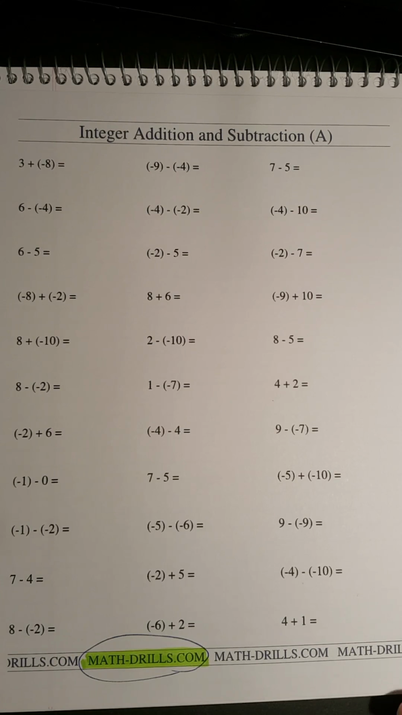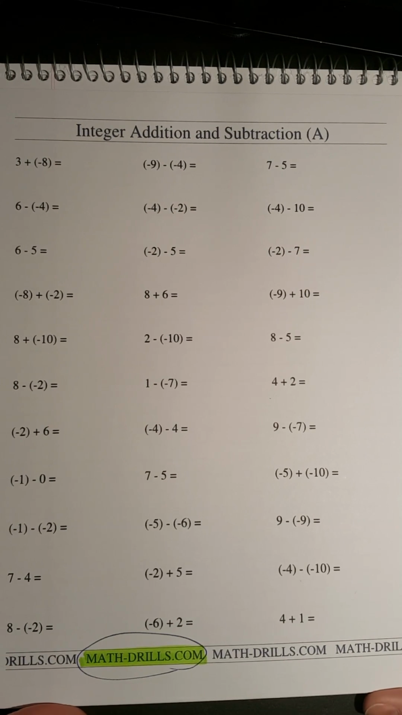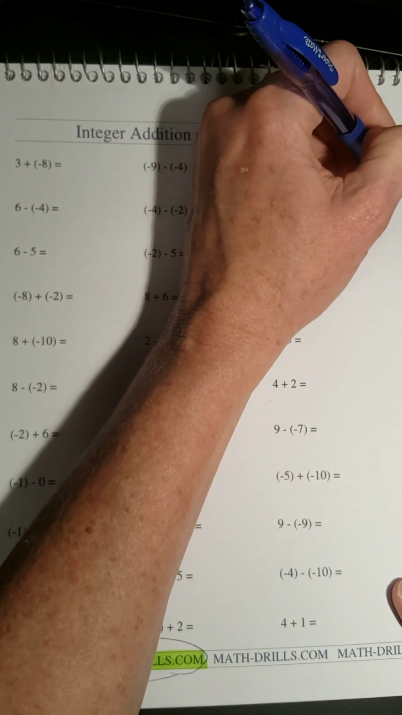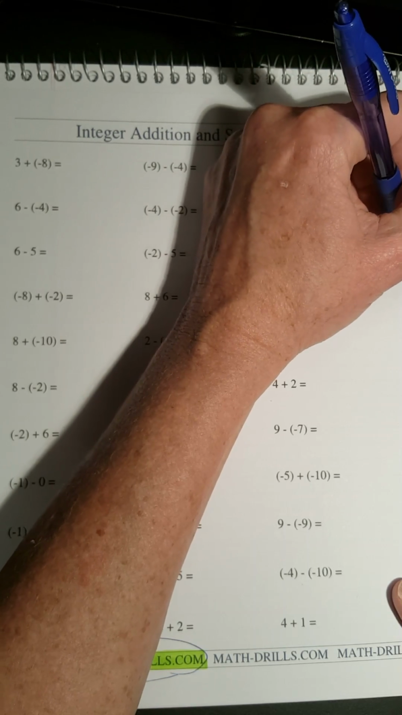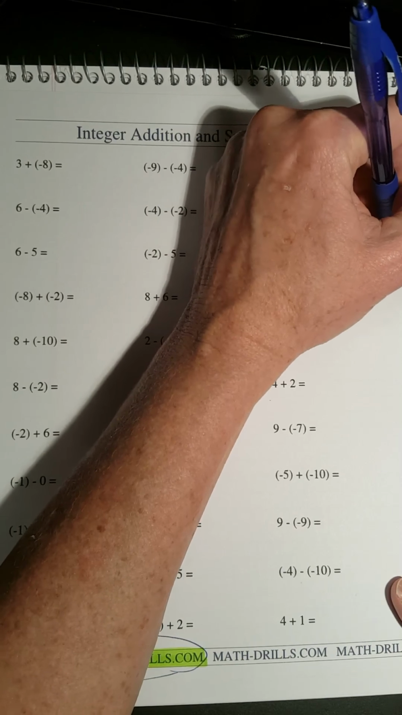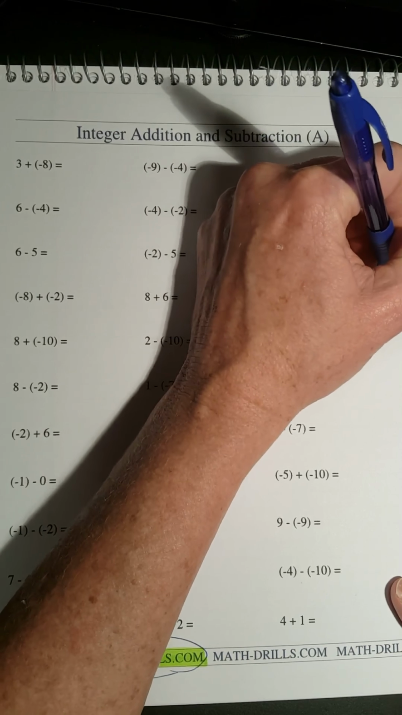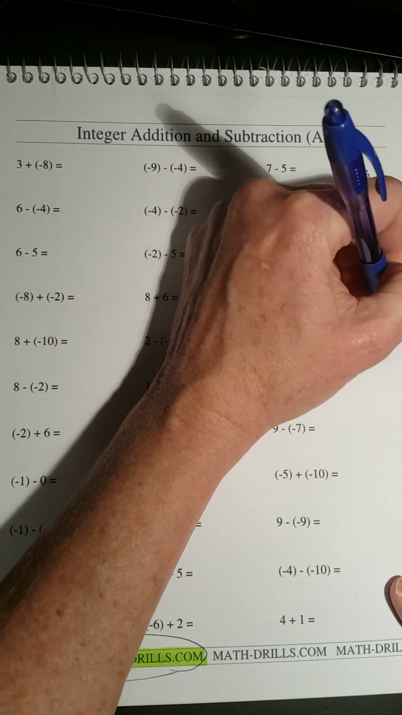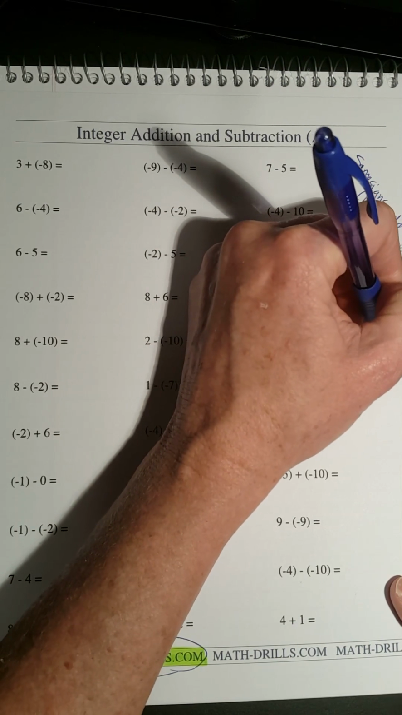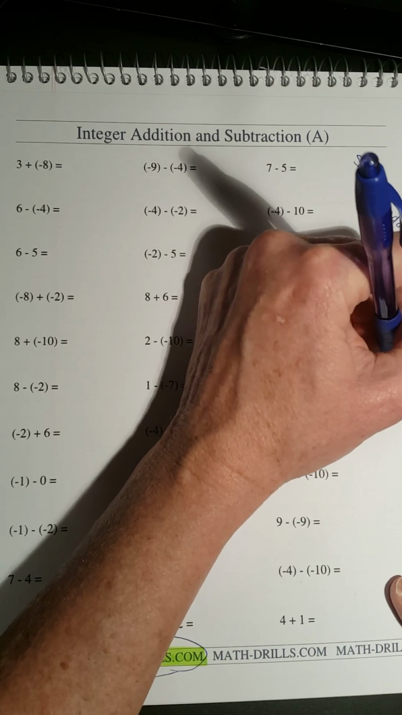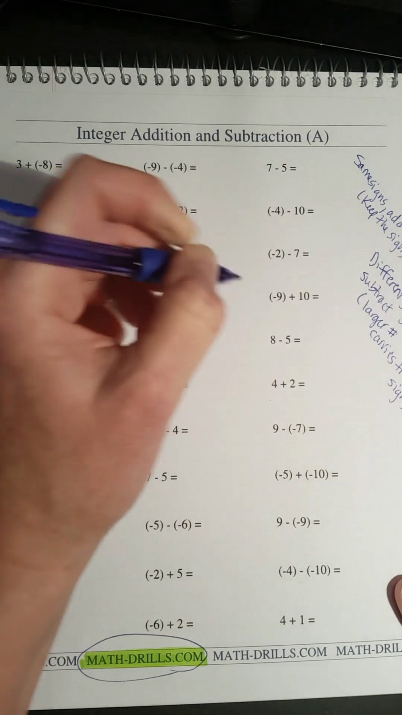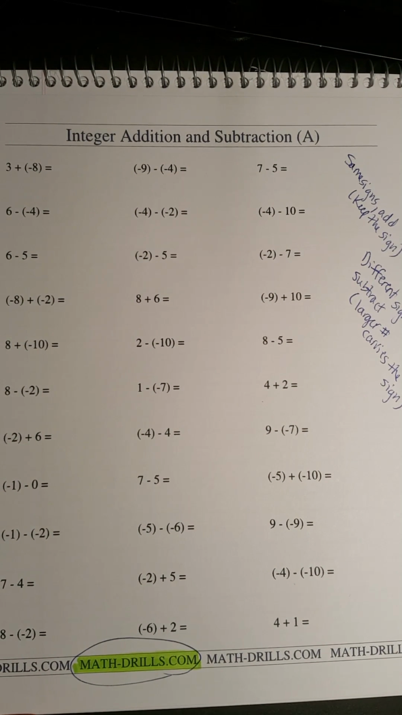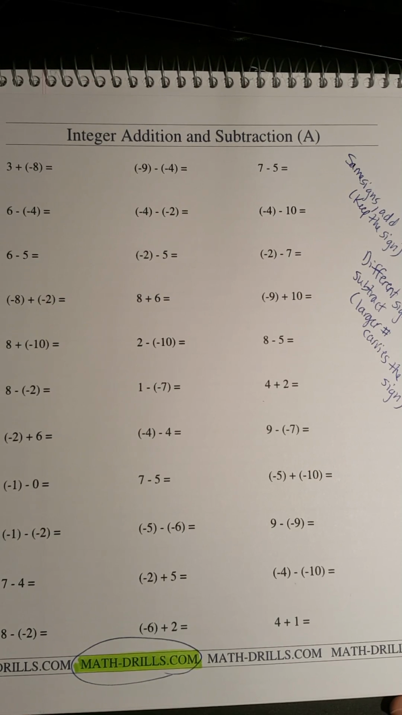So over here on the side, I'm going to write what my rules are, just to remind myself. I'm going to write them kind of small. Same signs, add, keep the sign. Different signs, subtract, and the larger number carries the sign. And again, if this is not something that you remember, go back and watch the original video that I did on adding and subtracting integers.